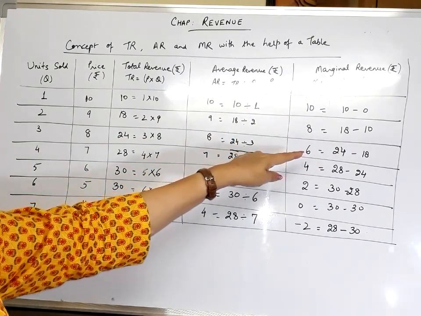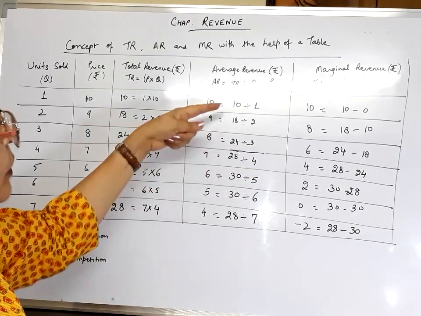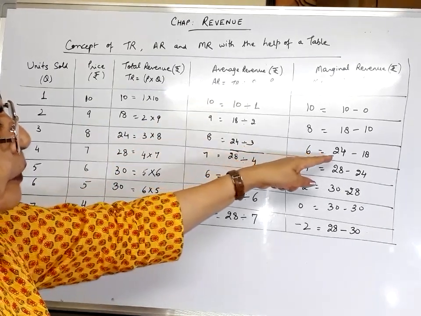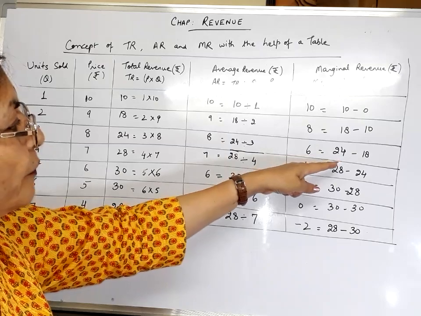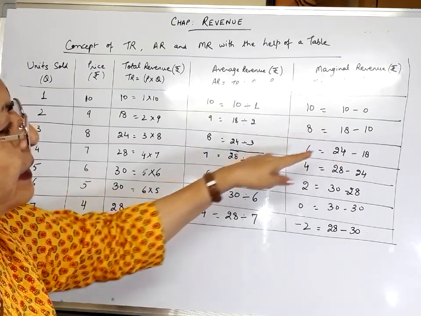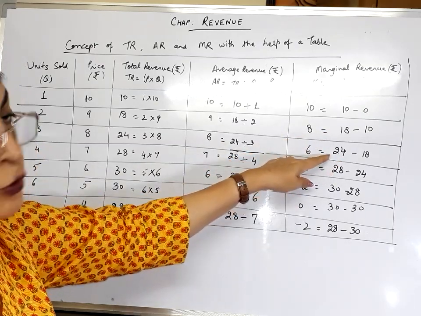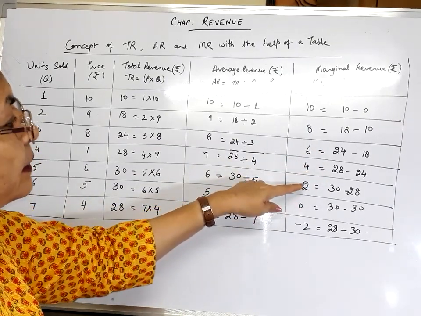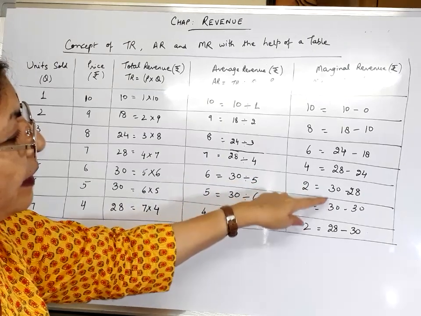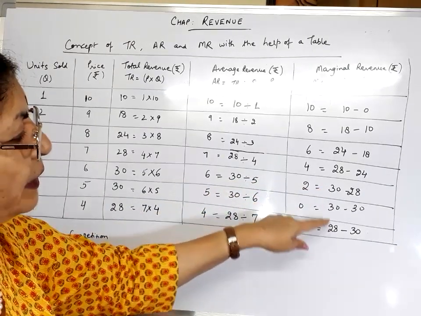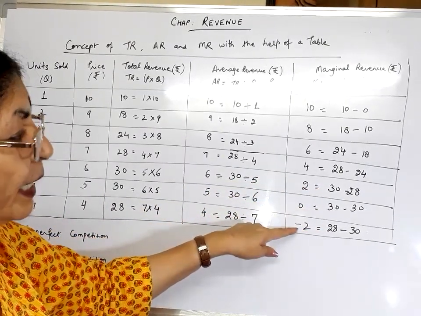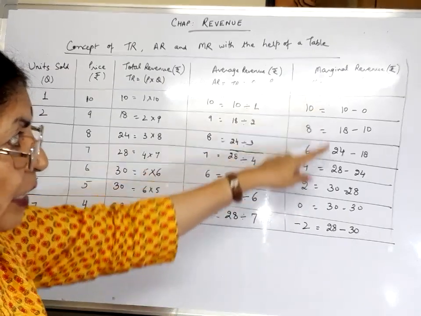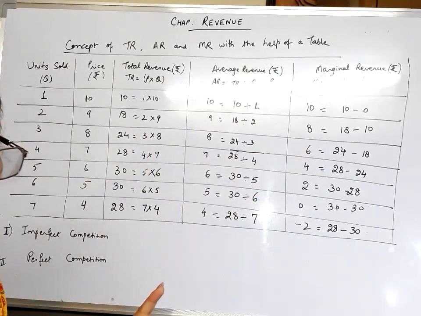Subsequently, we have 24. We have to keep on subtracting the previous value because we are adding an additional unit of output. 24 minus 18 is 6, 28 minus 24 is 4, 30 minus 28 is 2, and 30 minus 30 is 0, 28 minus 30 is minus 2. This is how we calculate all three of them.